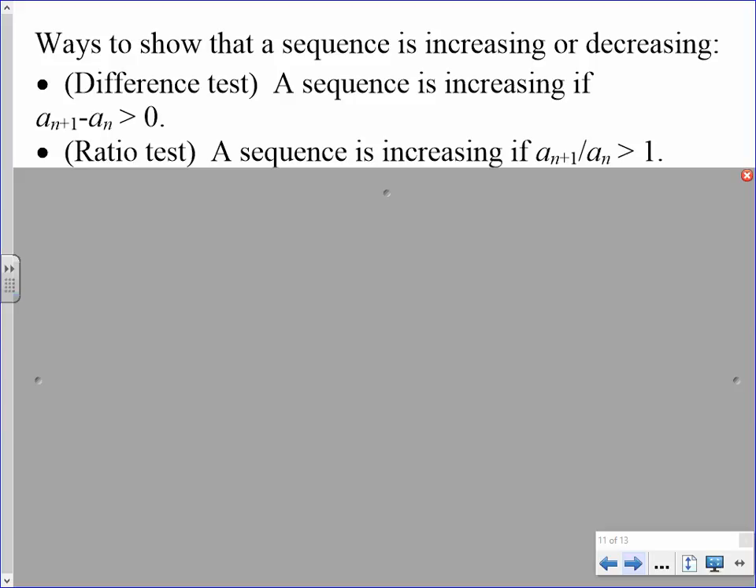If we have an increasing sequence, the ratio would be bigger than 1. And if it was decreasing, less than 1.